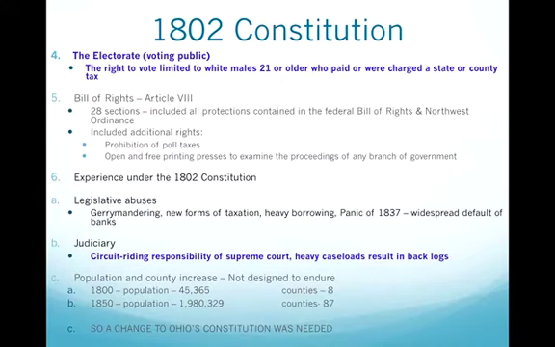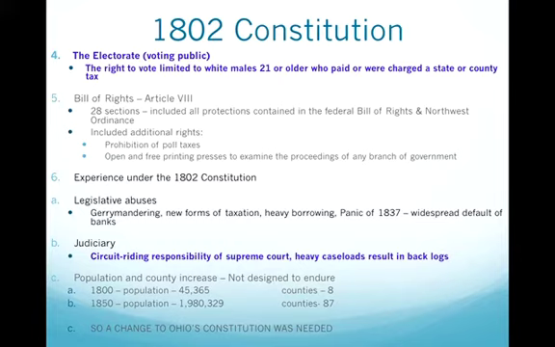So in 1802, the people who could vote, the electorate, so the right to vote was limited to white males 21 years or older who paid or were charged a state or county tax. So a tax was a part of how you could vote, which was interesting.